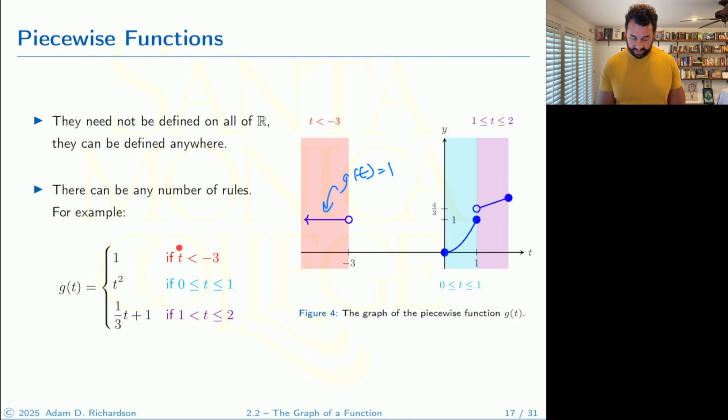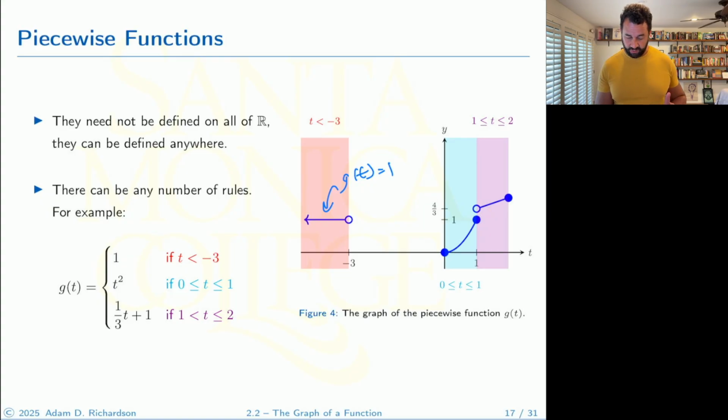Now, looking at these conditions, notice that this is not even defined between -3 and 0, so nothing is going on with the function here. The function's not defined there. If you tried to take a number in this interval and plug it into that function, it wouldn't give you an output. It's not defined there, doesn't exist.